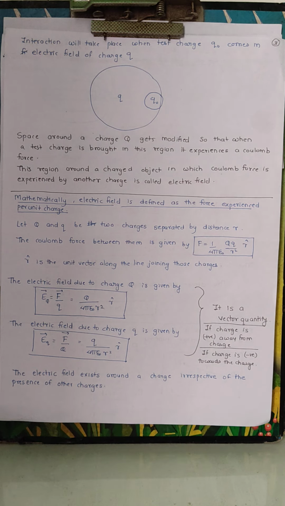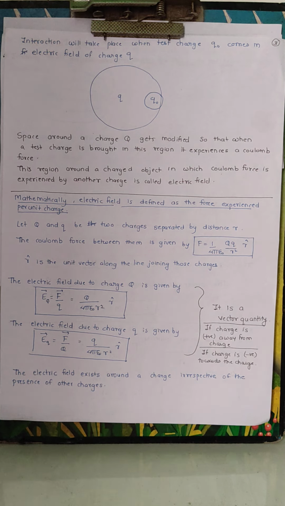Mathematically, electric field is defined as the force experienced per unit charge. Per unit charge means force upon charge. So let capital Q and small q be two charges separated by a distance r. Then Coulomb's force is given by 1 upon 4 pi epsilon naught, Qq upon r square, into r cap. r cap is the unit vector along the line joining those charges. Now electric field is force per unit charge.